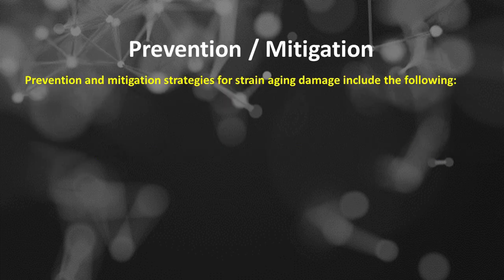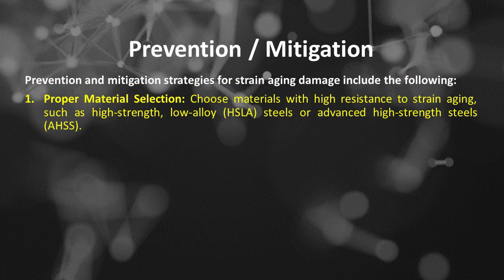Strain aging damage mechanisms prevention and mitigation. Prevention and mitigation strategies for strain aging damage include the following. Number 1 is proper material selection. Choose materials with high resistance to strain aging, such as high-strength, low-alloy, HSLA, steels or advanced high-strength steels, AHSS.